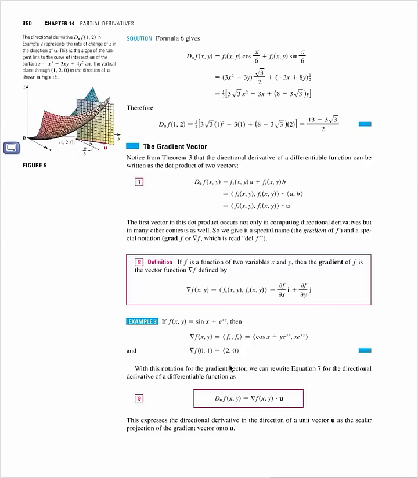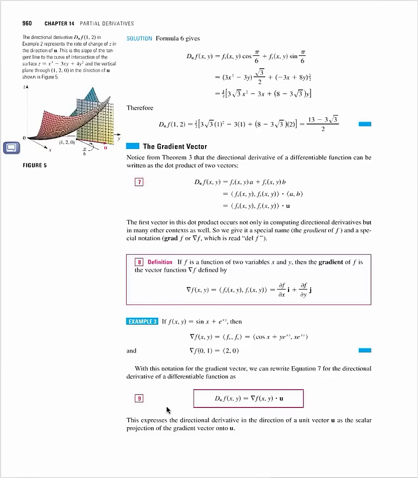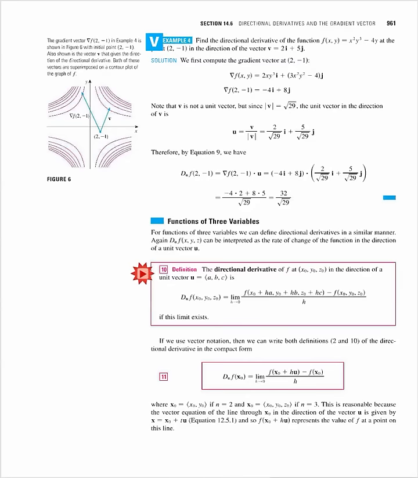And with this notation of the gradient in mind, we can rewrite Theorem 3 from the previous page and say that the directional derivative, d sub u of f of x and y, is the gradient of f dot the vector u. And again, u has to be a unit vector in order to do this. I would say that this is the easiest formula to use for a directional derivative. Example 4, again, shows computation of a directional derivative, and I really like example 4 because it stresses that you need to be using a unit vector.